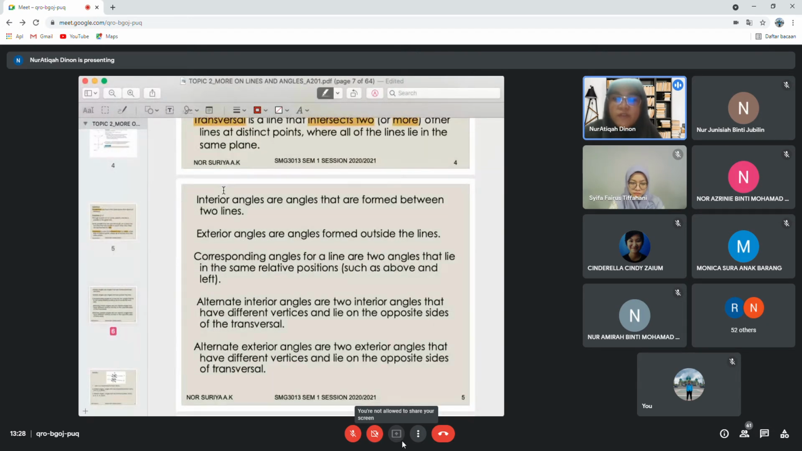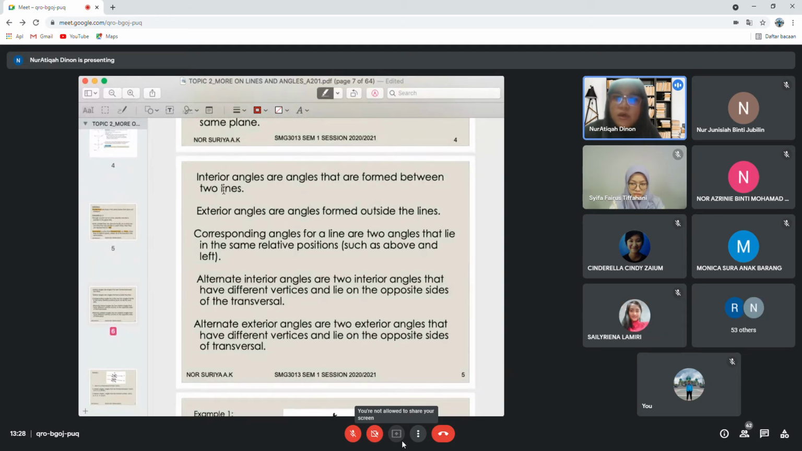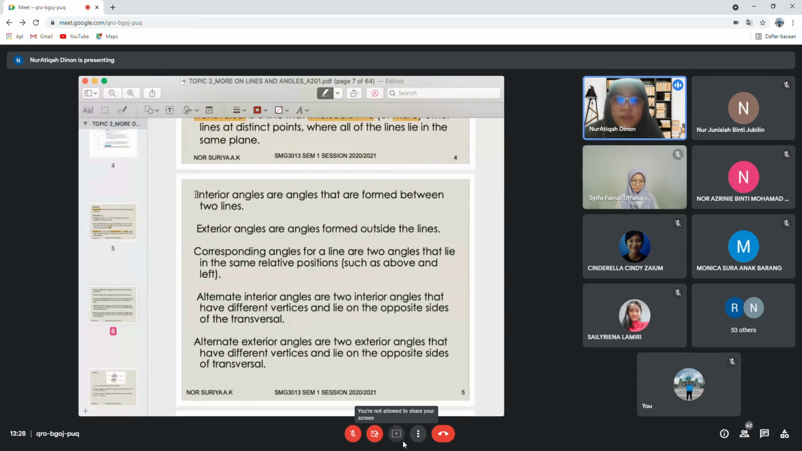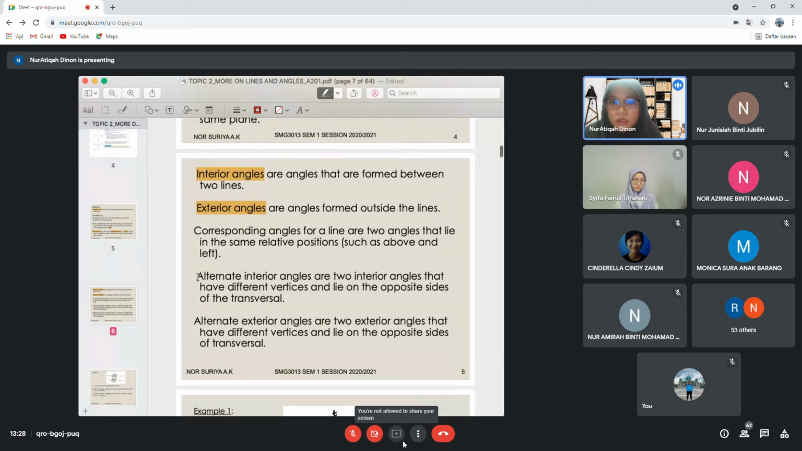So there are five things that we can get from the figure of the transversal line. First, there are five kinds of angles: interior angles, exterior angles, alternate interior angles, corresponding angles, and alternate exterior angles. So one, two, three, four, five.